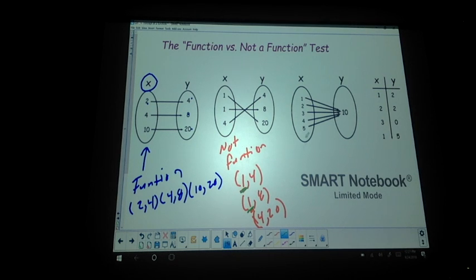What about this third one? I have (1, 10), (2, 10), (3, 10), (4, 10), (5, 10). Yes. Function. Total function, even though it repeats the range, the y value, nonstop. And then what about this fourth one? Not a function. Why is that? There's two ones. That and that gives you not a function. Again, if you had graphed this on the xy axis, the Cartesian plane, the coordinate plane, whatever you want to call it, the vertical line test wouldn't pass on this one.